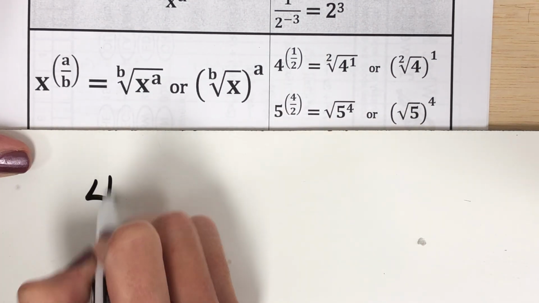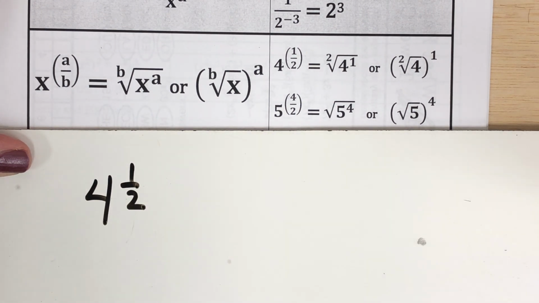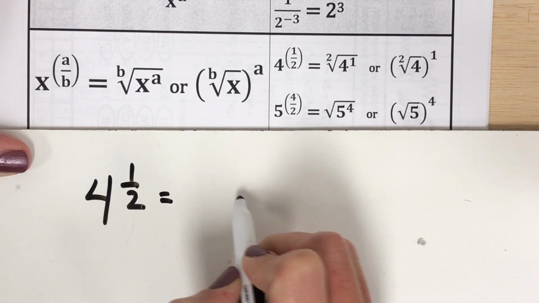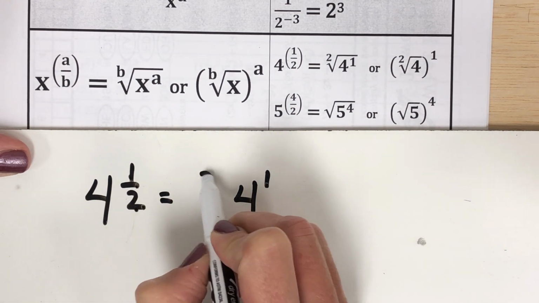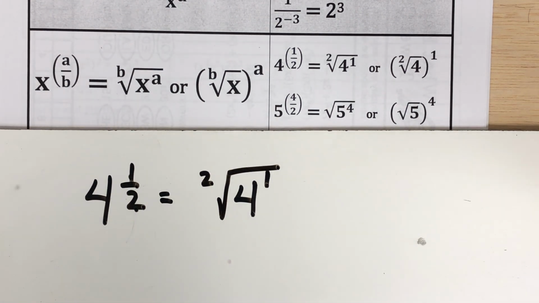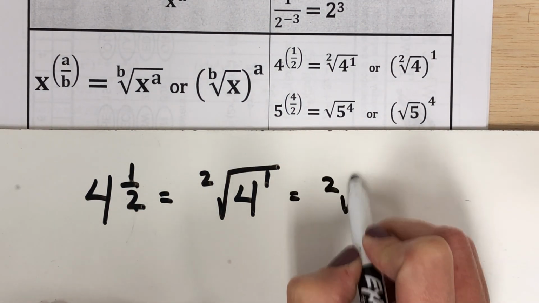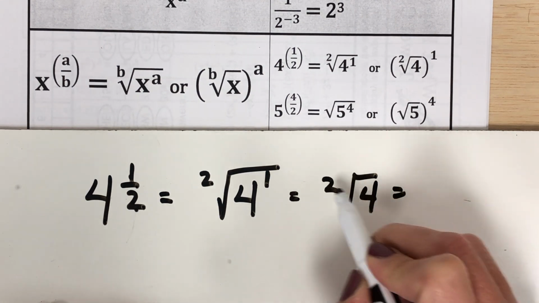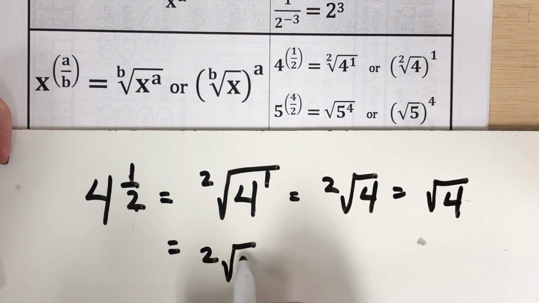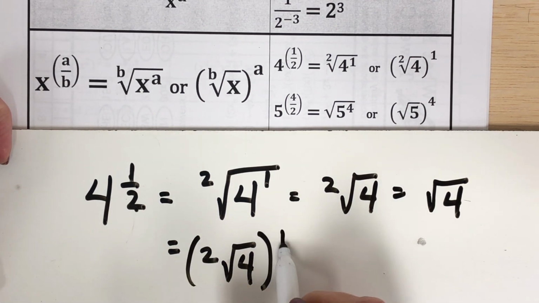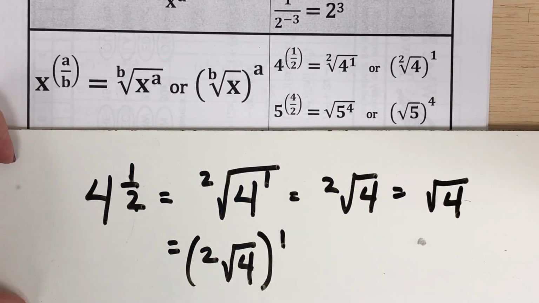So for example, 4 to the 1/2 power. Another way of writing that could be 4 to the 1st power, and then I'm going to take the square root of that. I normally wouldn't write that. I would just normally write the square root of 4, which is 2. But I could write it that way. Or I could write the square root of 4, and then I could take that whole thing to the 1st power. Both of those are saying the exact same thing.